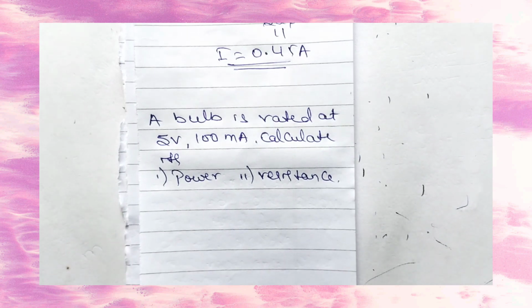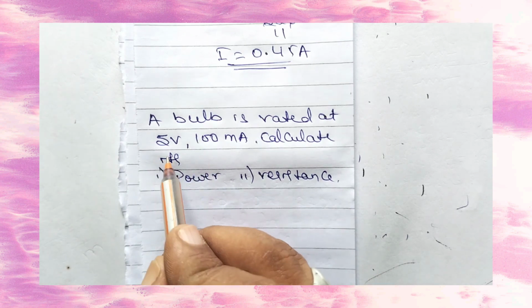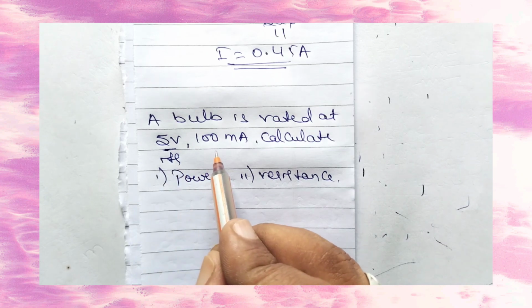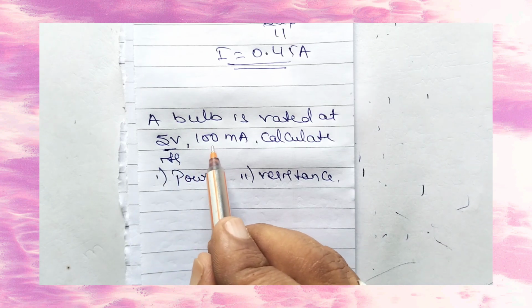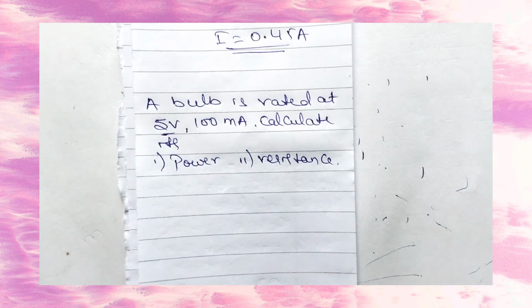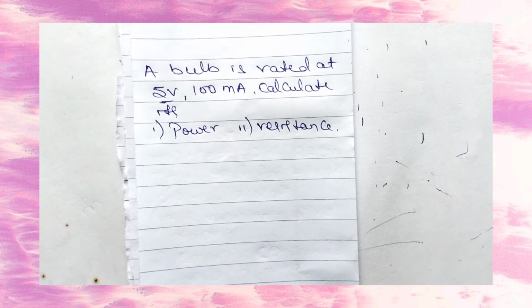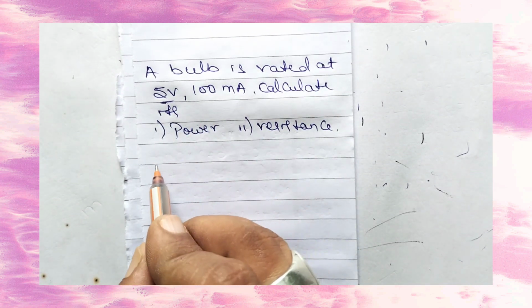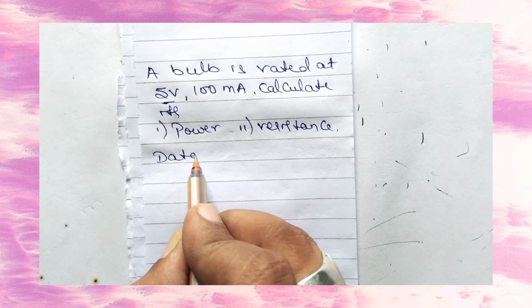Next question they have given, a bulb is rated as 5 volts 100 milliampere. Calculate its power and resistance. ಒಂದು ಬಲ್ಬ್ ಇದೆ, ಅದರದ್ದು ವೋಲ್ಟೇಜ್ 5 ವೋಲ್ಟ್ ಇದೆ, ಅದು 100 ಮಿಲಿ ಆಂಪಿಯರ್ ಕರೆಂಟ್ ಡ್ರಾ ಮಾಡುತ್ತಿದೆ. ಪವರ್ನ ಕ್ಯಾಲ್ಕುಲೇಟ್ ಮಾಡಬೇಕು. Next we have to calculate the resistance.